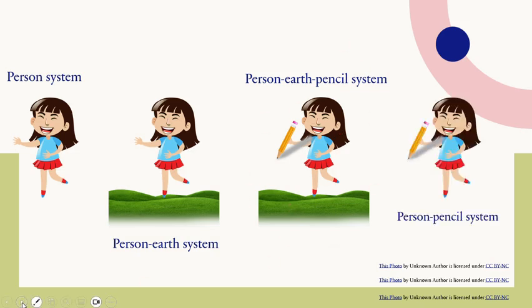And finally, we have a person-pencil system. Forces between the pencil and the girl are internal, but once again, the gravitational force is an external force because the Earth is no longer part of the system. So if the girl were to drop the pencil this time, the applied force of the pencil on the Earth and the gravitational force of the Earth on the pencil are both external forces.